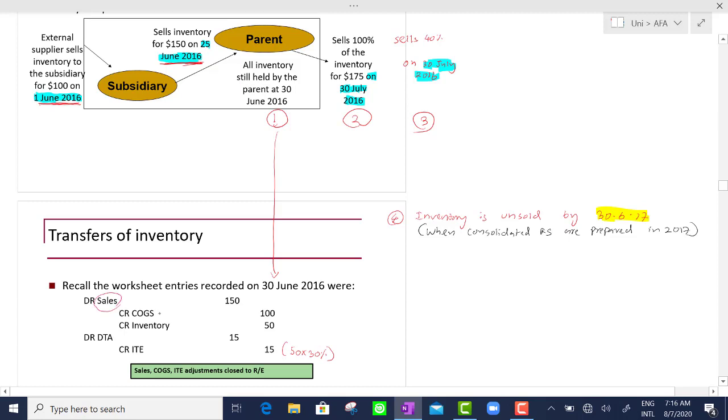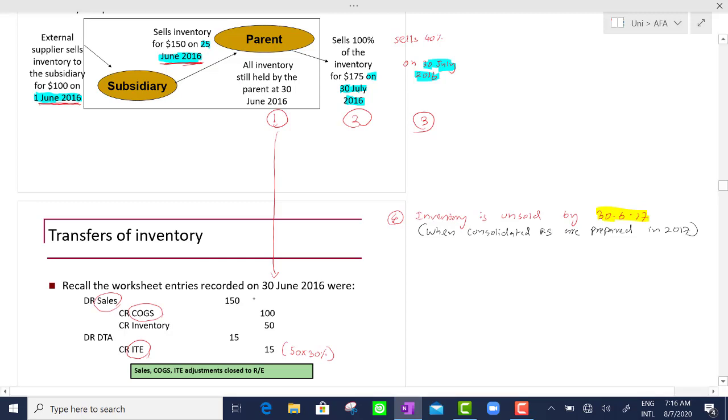We do not see the cost of goods sold account in the ledger. We do not see the income tax expense account in the ledger, because all income and expense accounts are closed at the end of the period and transferred to where? The retained earnings. Therefore, in the year after the intercompany sales occurred, we do not see the sales account, cost of goods sold account, and income tax expense account in the ledger. They are taken to where?